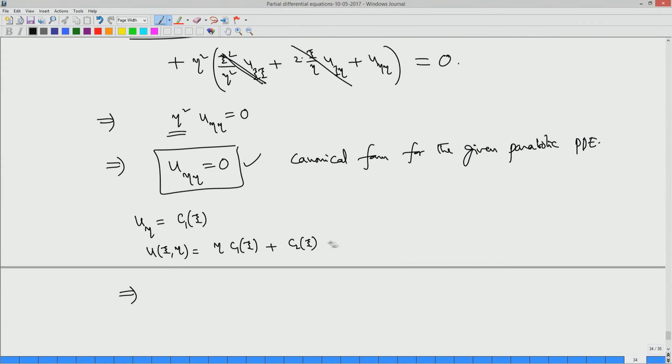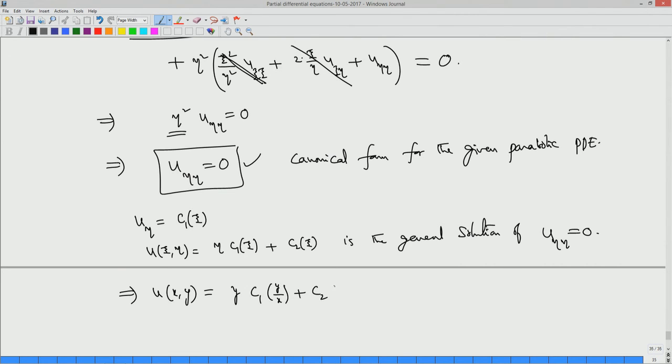In the old variable, this is the general solution of u eta equal to 0. In old variables, you get u of x, y, which is equal to, now eta is y, into C1 of xi, which is y by x, plus C2 of xi, that is y by x, is the general solution. General solution because C1, C2 are arbitrary functions, is the general solution of the given PD.